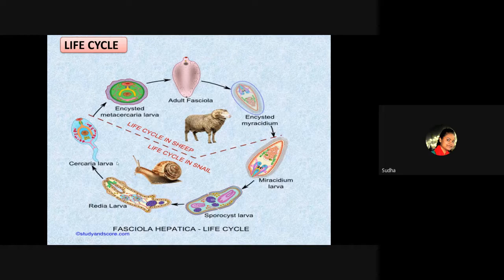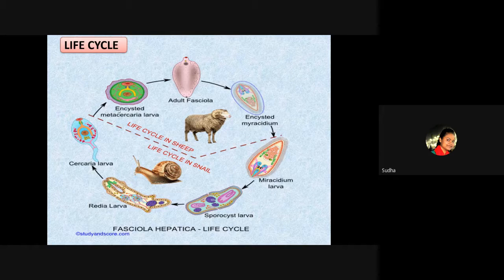Now the cercaria larva will come out. The mature cercaria makes its way through the host tissues, migrates to the pulmonary sac, and from there escapes into the surrounding tissues. This cercaria larva then develops into the metacercaria larva by losing its tail. Here you can see the encysted metacercaria larva, which does not have any tail, and it will be found on the blades of leaves.